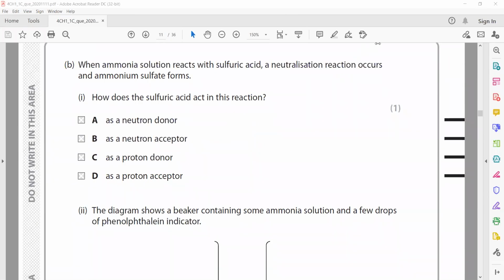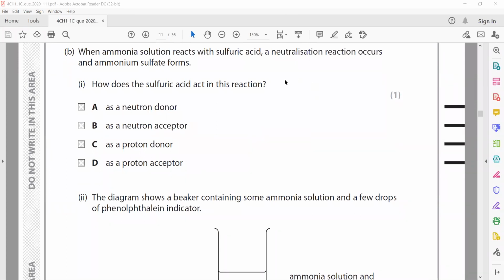When ammonia solution reacted with dilute sulfuric acid, a neutralization reaction occurs and ammonium sulfate is formed. How does sulfuric acid act? So they give you the answer, they mention sulfuric acid. So what is the definition of acid? Acids are proton donors. So it donates protons.